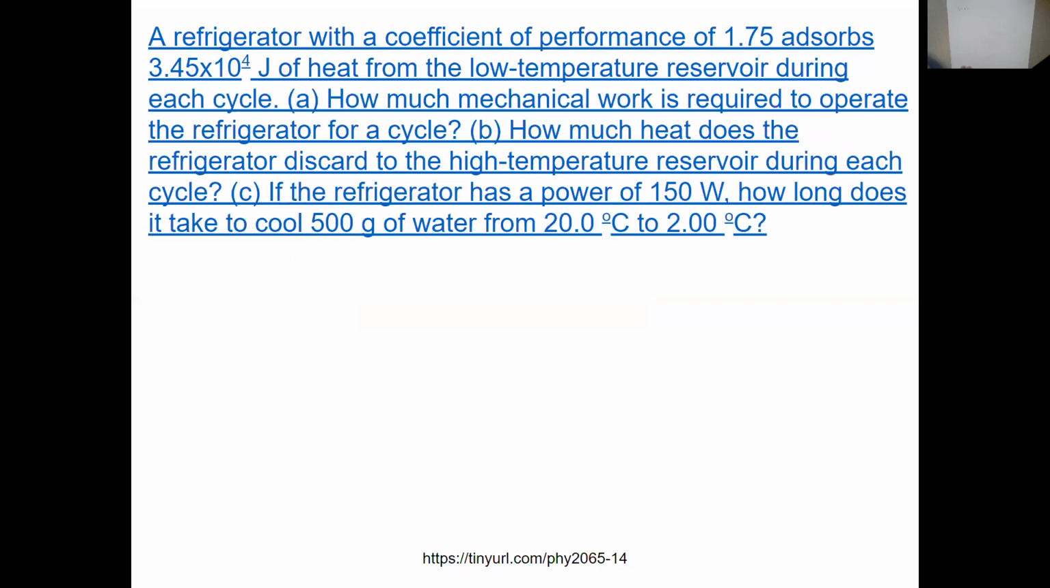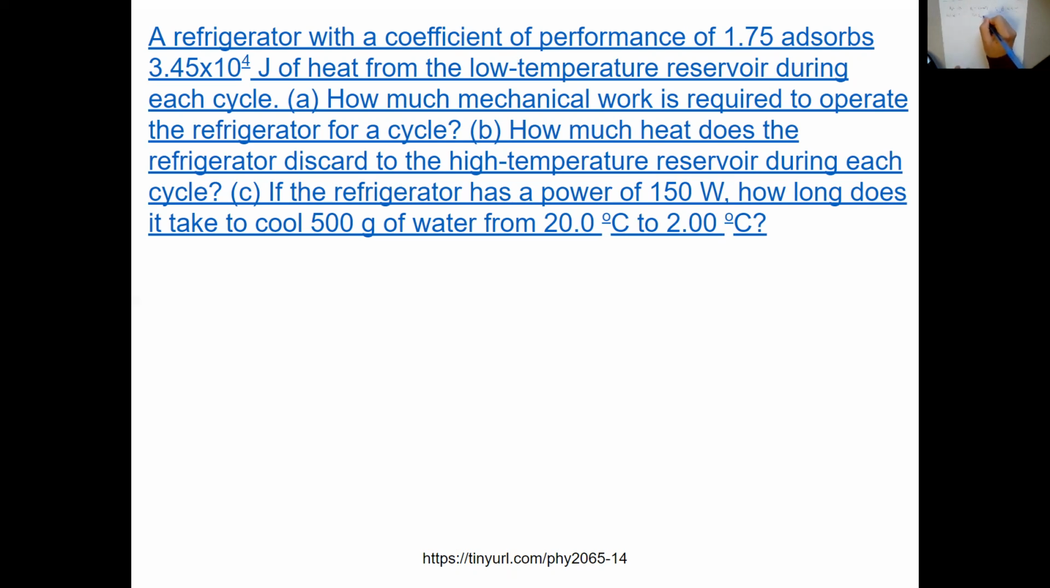So let's go back to the example here. It tells you the COP is 1.75, and that it absorbs that much heat. So that's QC, 3.45 times 10 to the fourth joules. It's asking how much mechanical work is required for a cycle. So this is for a cycle, and you can calculate W. K sub R is equal to QC divided by W, basically. And also this is an engine, so QH is equal to QC plus W. You will need those two equations.